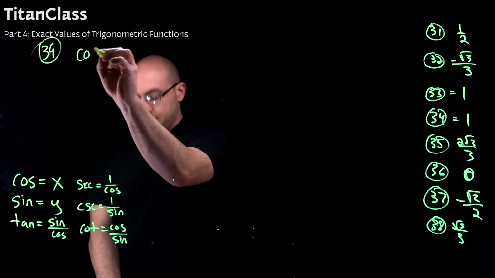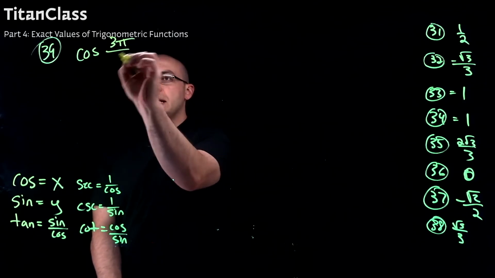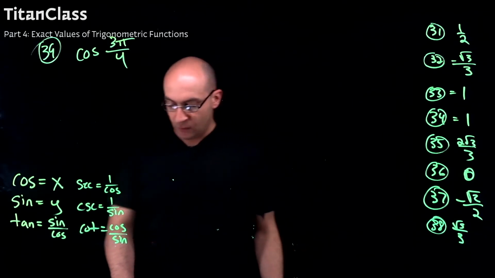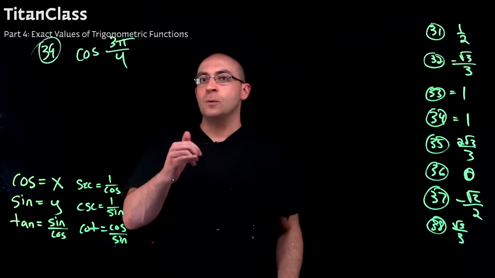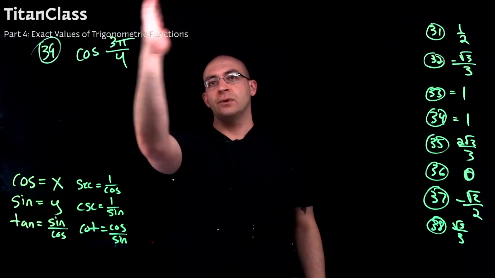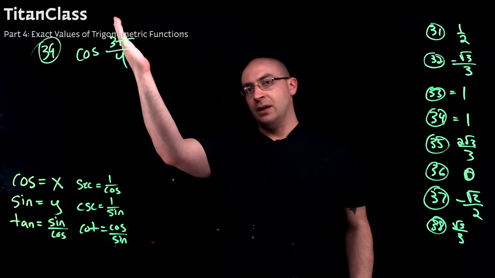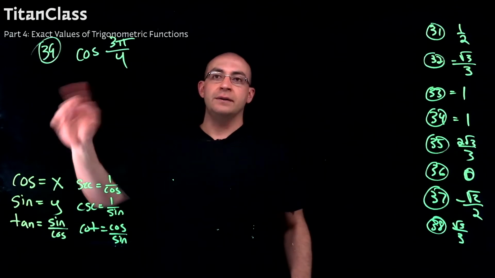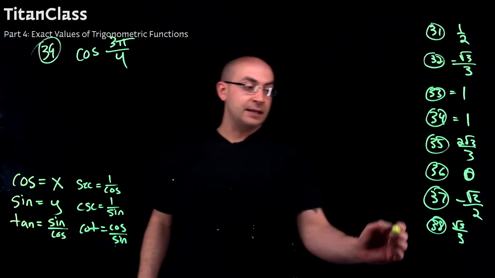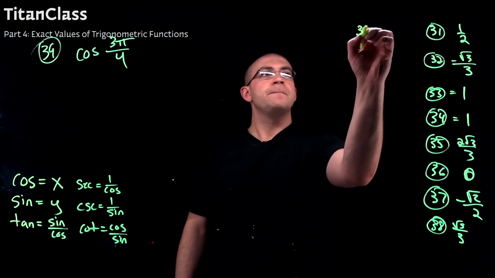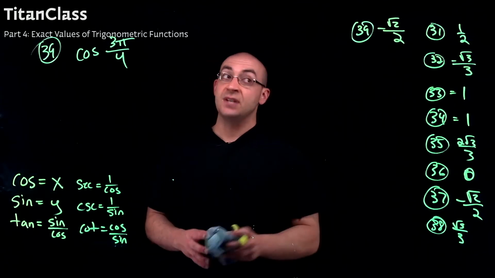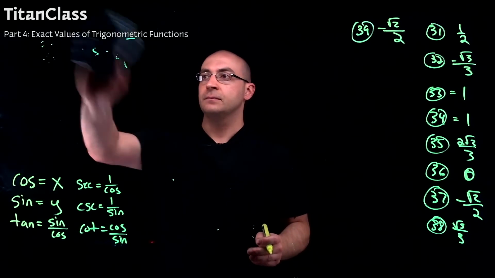39, we're almost there. 39 is cosine 3 pi over 4. Again, another value on the unit circle. So cosine of 3 pi over 4, again, we've got a 4 denominator. So 0 pi over 4, 1 pi over 4, 2 pi over 4, 3 pi over 4, 4 pi over 4, 3 pi over 4. Cosine values are negative in quadrant 2. So my value here is going to be negative root 2 over 2. And again, a 4 denominator must be some kind of root 2 over 2.